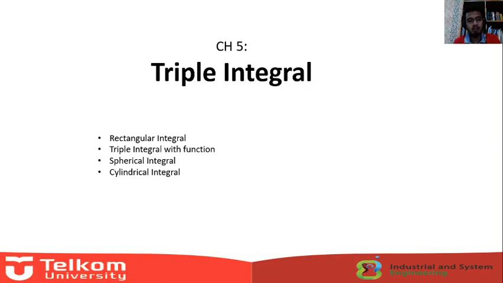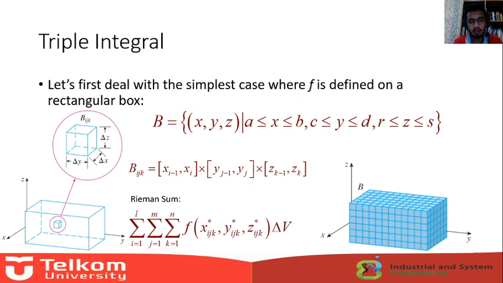In the triple integral, we learn about the first one, the rectangular integral. The second one is the triple integral with function. Then we continue to using the polar coordinates, which should be for the spherical integral and also the cylindrical integral. Okay, the first one, I think, is the easiest one.